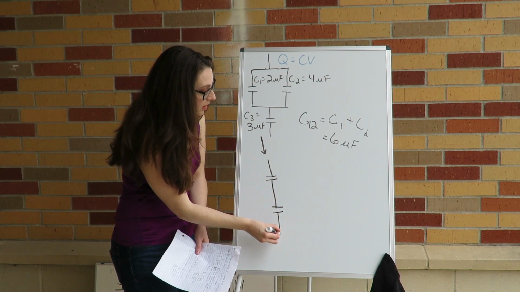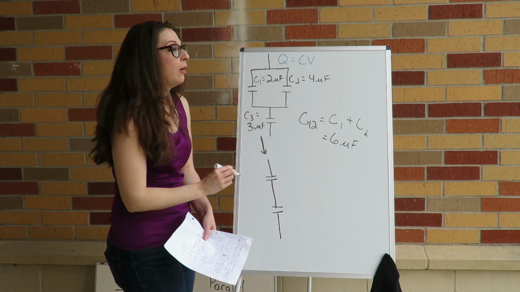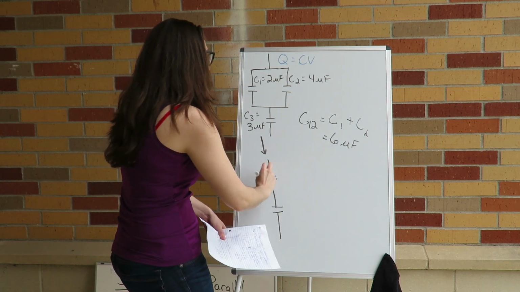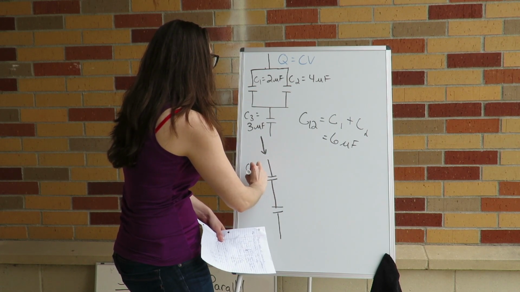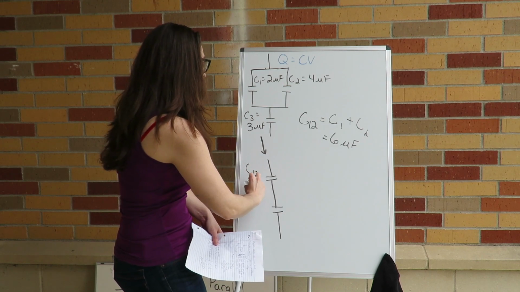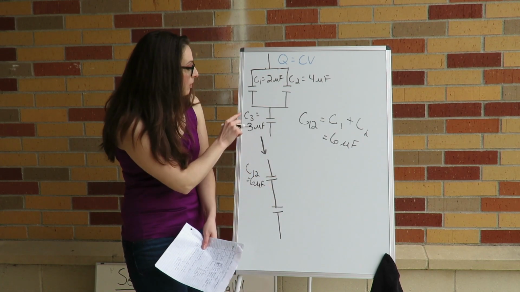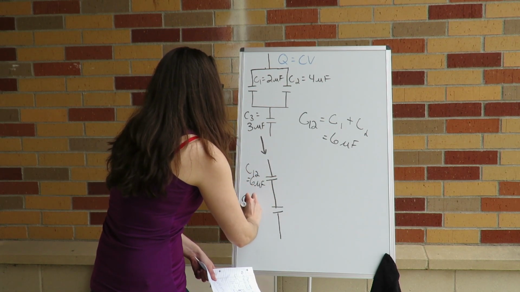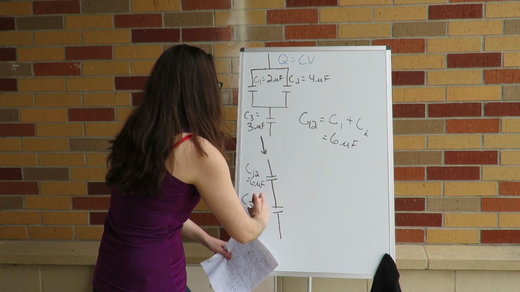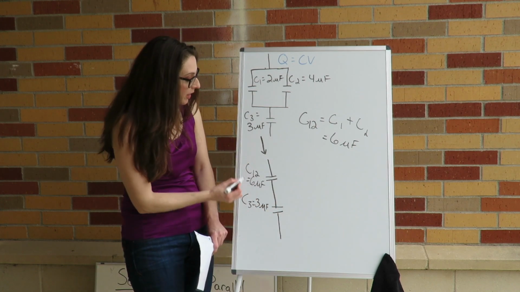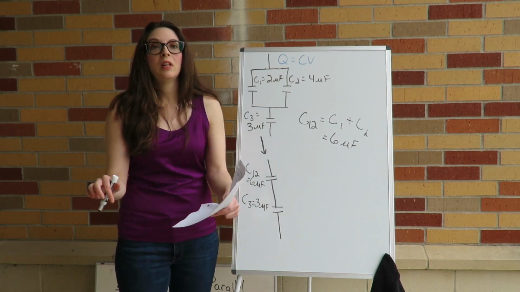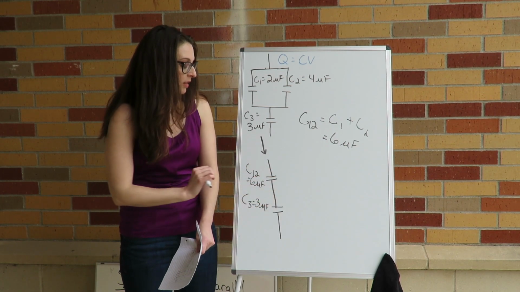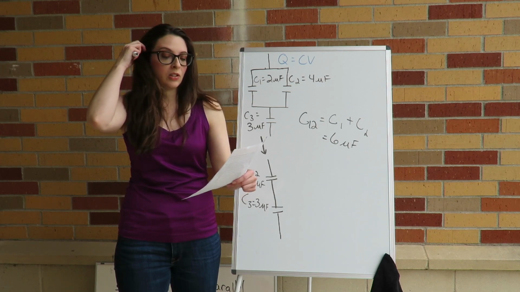So we could redraw this new capacitor combination like this, where these two that were in parallel, we've created an equivalent capacitance for them, which I'm calling C12, and that equals 6 microfarads. And then we still have C3 here, which has a capacitance of 3 microfarads. Now, these two equivalent capacitors plus the C3 are in series with each other.